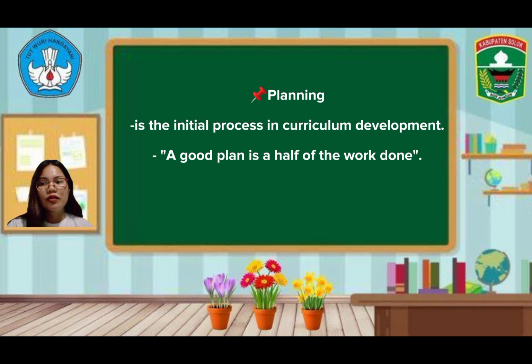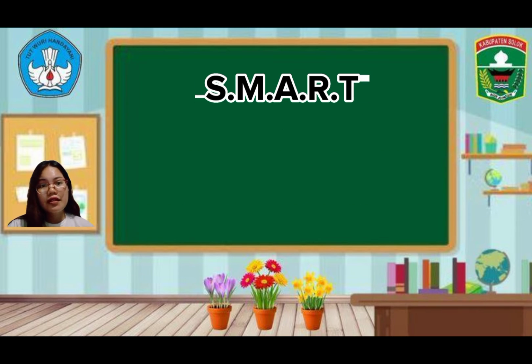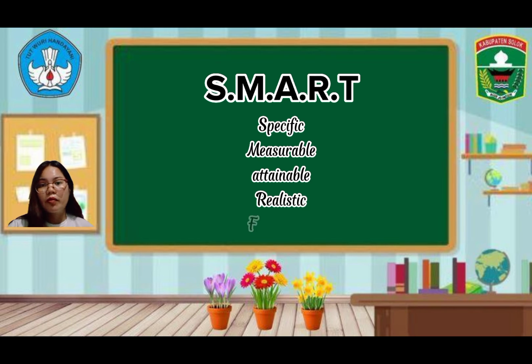The needs to be determined through an assessment are those of the learners, teachers, community, and society, as these relate to curriculum. After the needs have been identified, the intended outcome should be SMART. SMART means specific, measurable, attainable, realistic, and time-bound. And also, it should be doable, achievable, and desired.